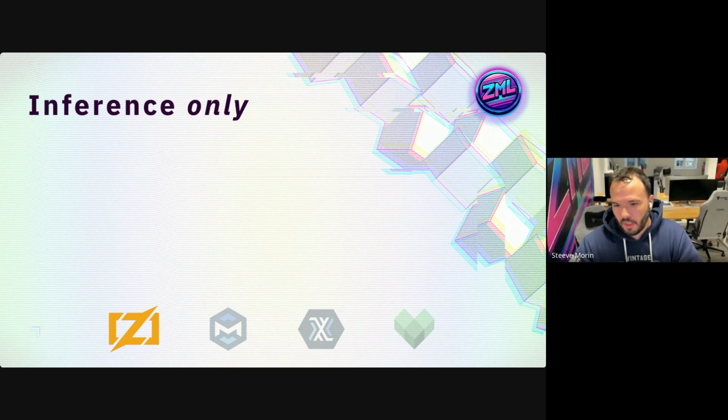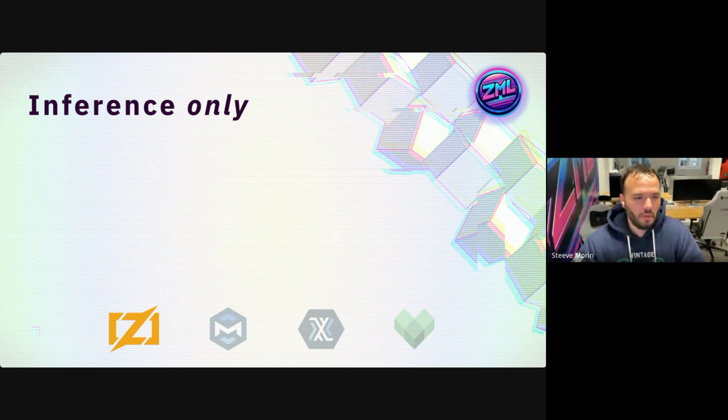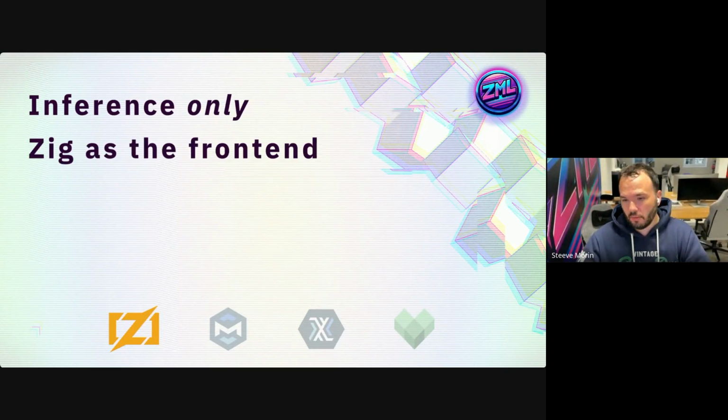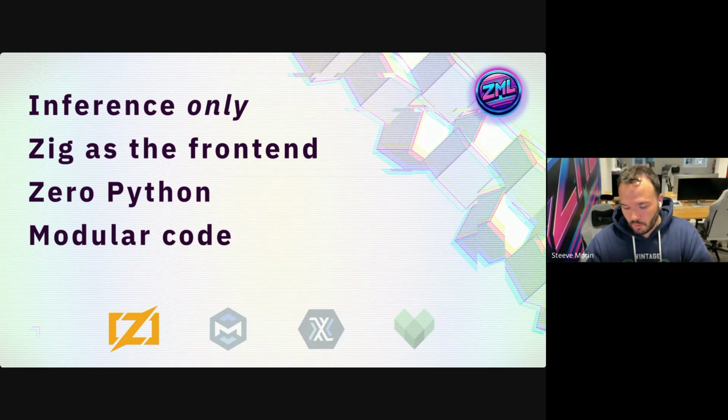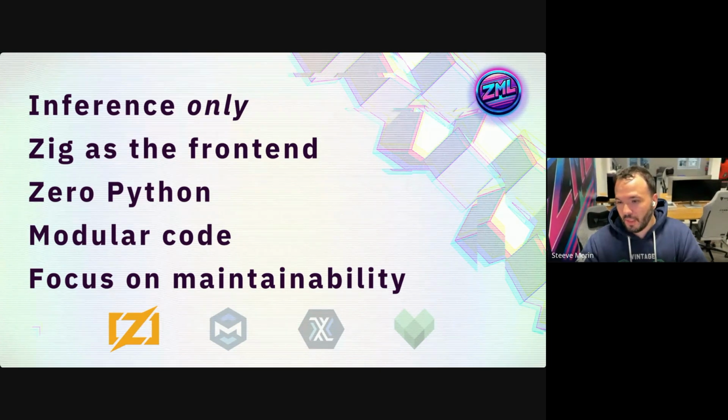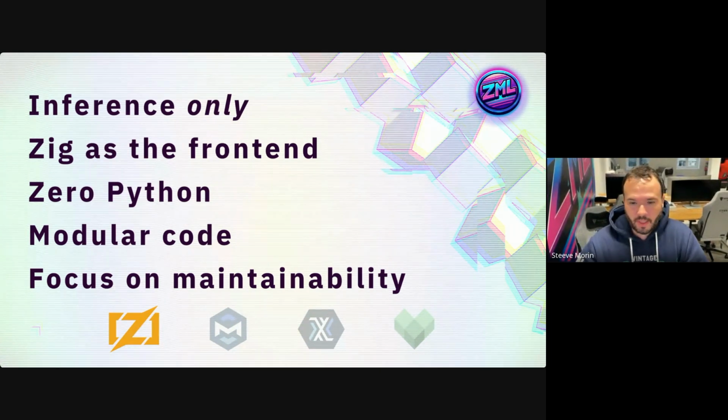Probably the first important thing to note is that it is inference only. We may do a bit of training in the future, but we have not many incentives to do so at the moment. We're very, very opinionated about inference. We use the Zig language as the front end, so there's actually zero Python in our stack. Or if there is, it's way hidden. Nobody has to deal with it. We strongly incentivize modular code, which means a strong focus on maintainability as opposed to just writing the models.